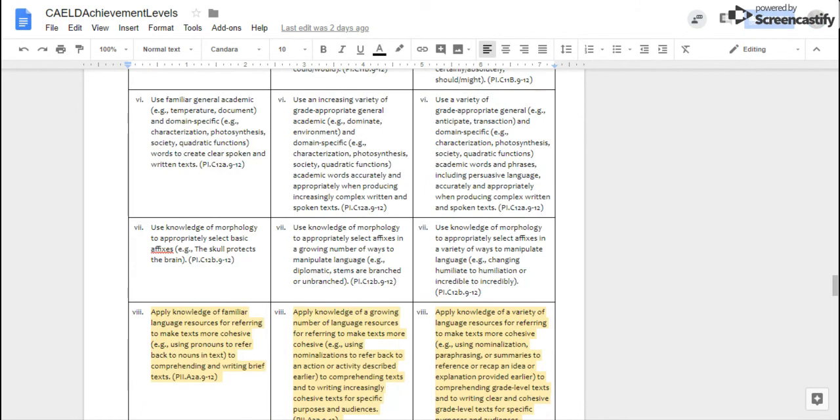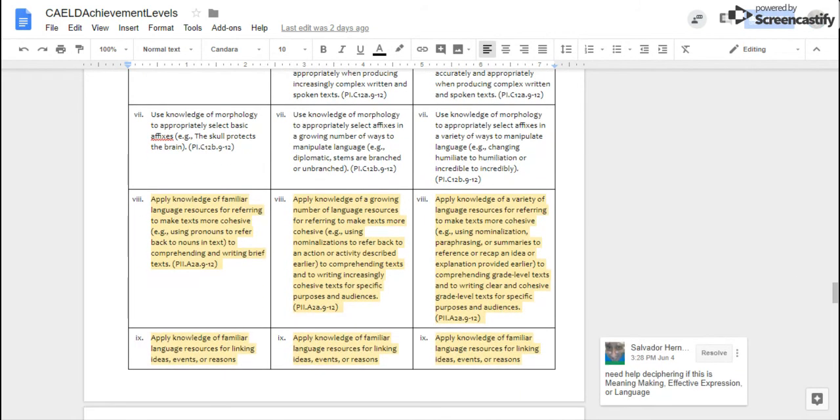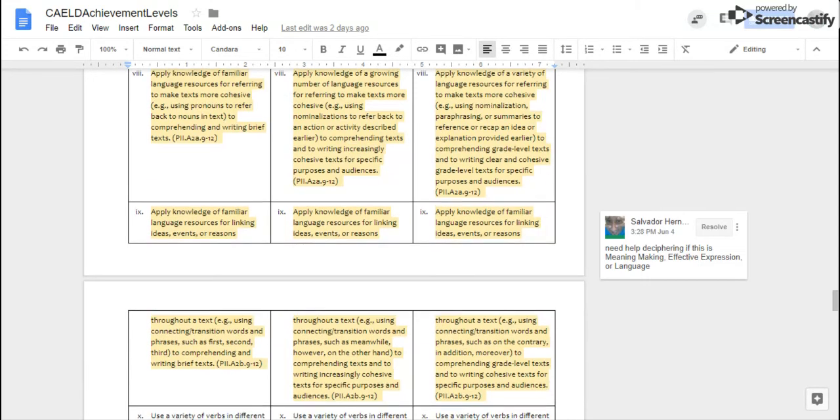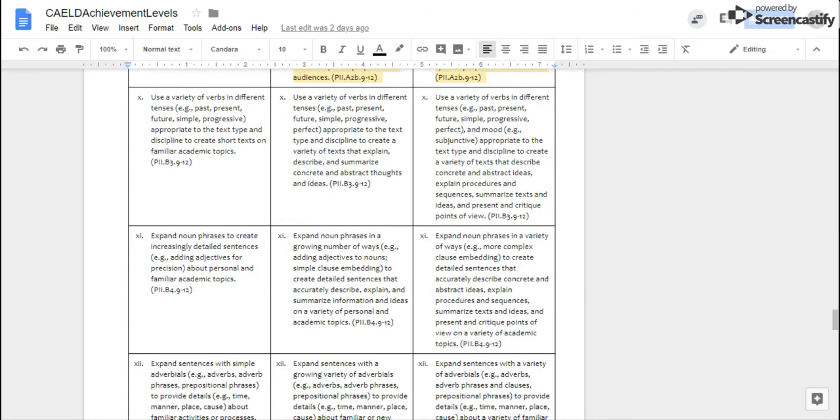I already asked if you guys would be able to look at 2 specific standards because they sound like both meaning making and language. We would just have to decide as a group where do we want to put those 2 standards, but please take a look at all of them so that we're all comfortable saying that that's a language standard, or that's a meaning making thing.